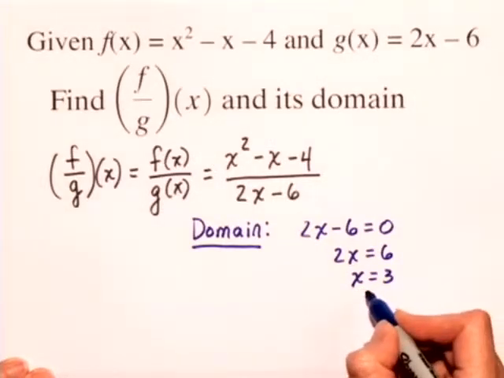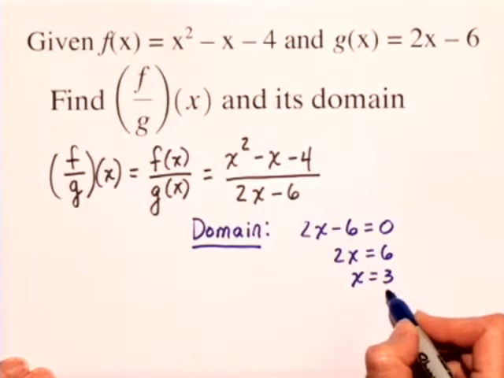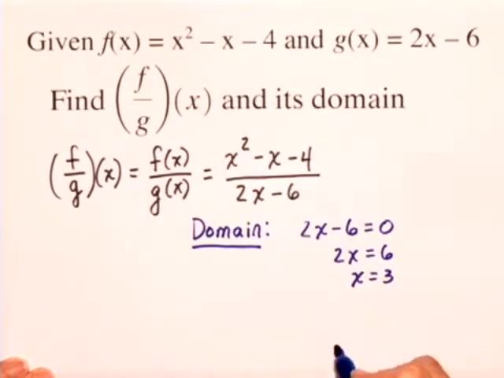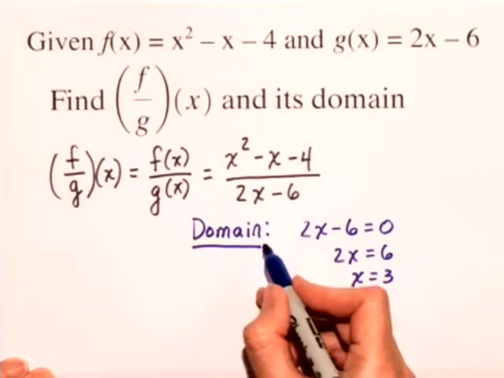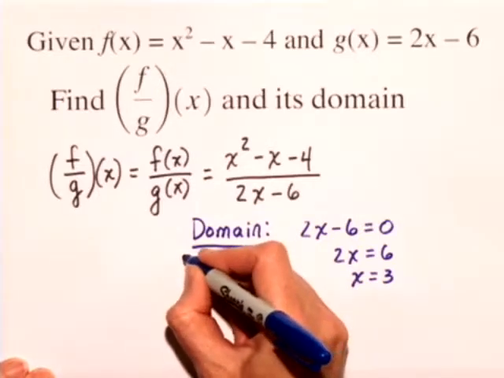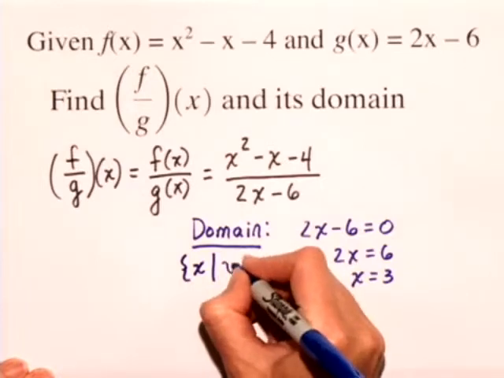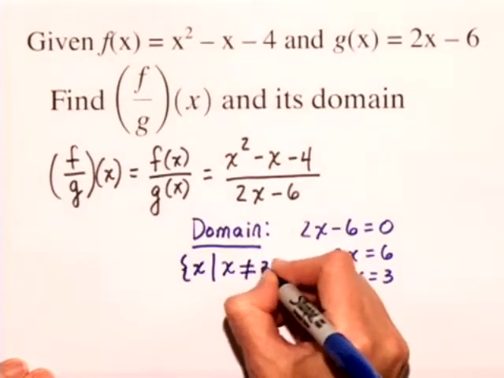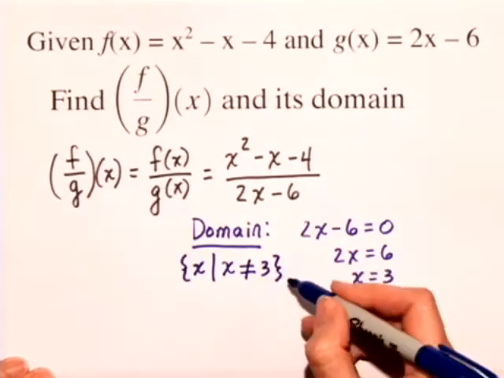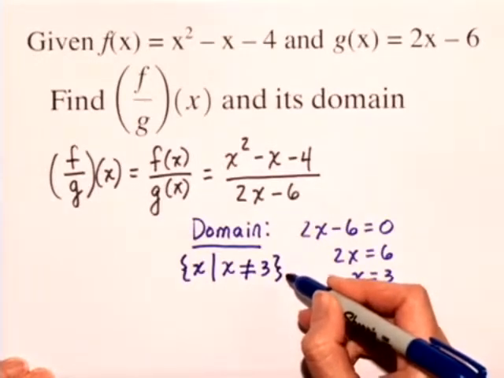Now remember, this value x equals 3 is the only number that is not in the domain. So we're ready to state our domain. So our domain is the set of all x such that x is not equal to 3. This is our domain written in set notation.